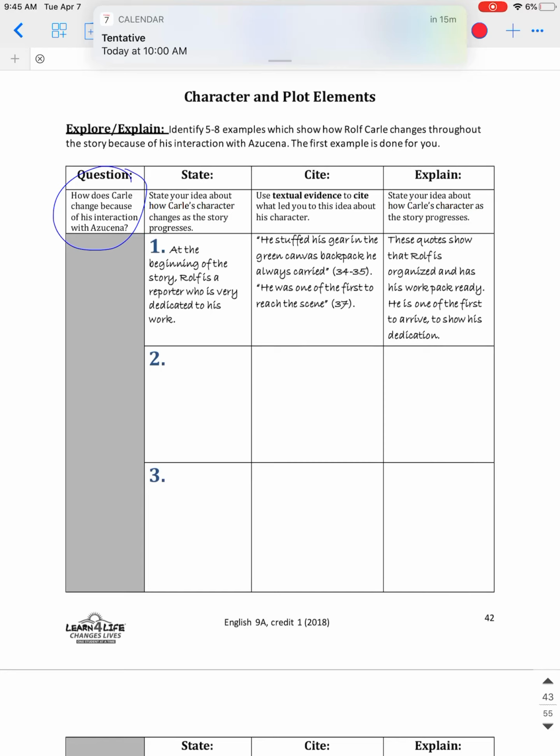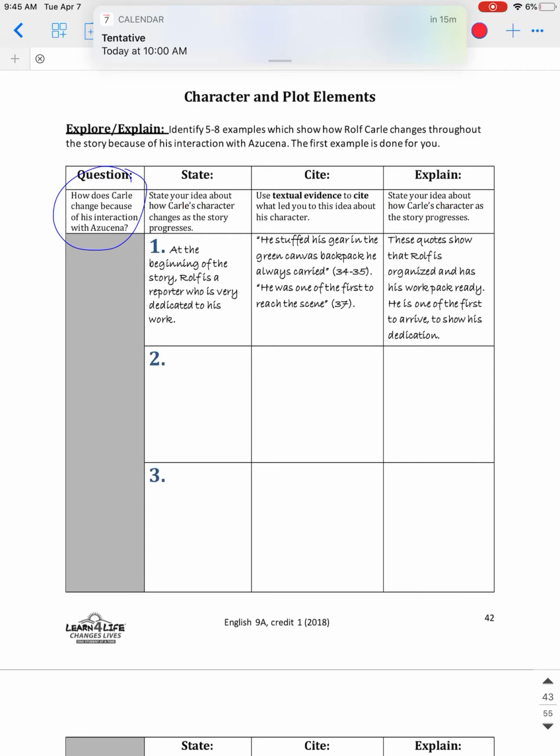The first one they give to you, at the beginning of the story, Rolf is a reporter who is very dedicated to his work. So you're going to find your ideas about how Karl's character changes as the story progresses. So start from the beginning. Use textual evidence, cite what led you to this idea about his character. So they give you a quote, they give you which lines it comes from. Perfect. That will help you transfer that to your essay.